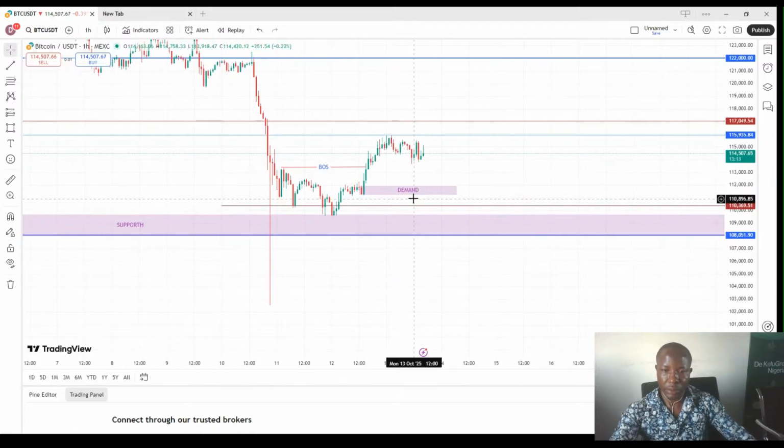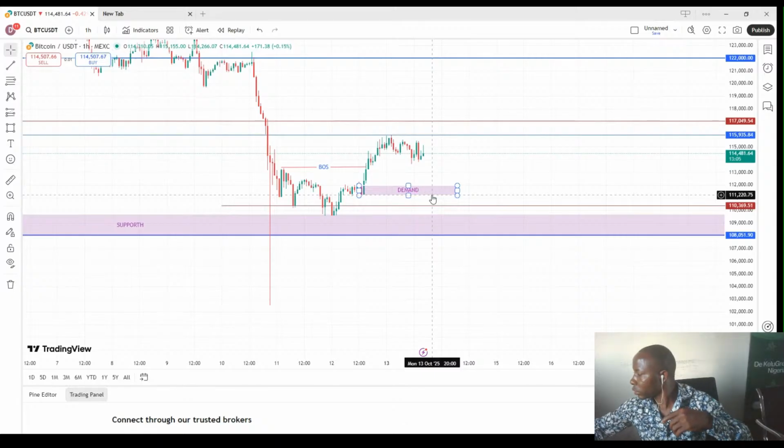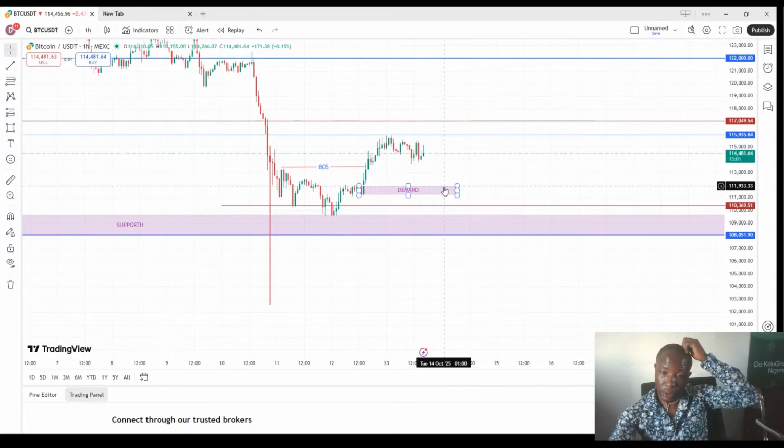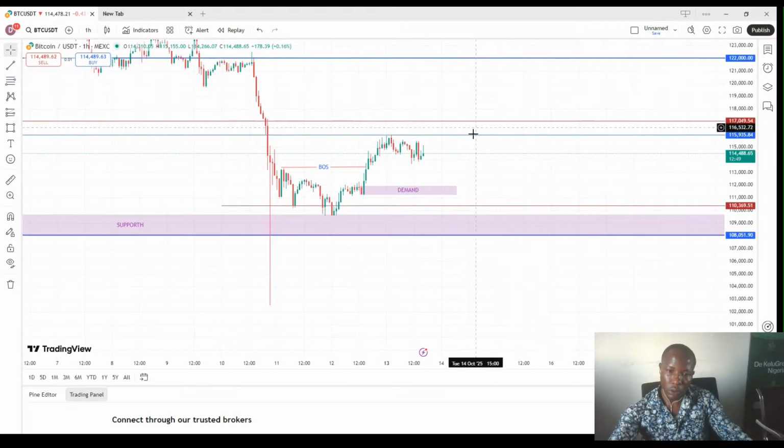So we'll be waiting for the market here, BTC. What are we going to be watching? We're waiting to see a W bottom in this demand zone. If we see a W bottom in this demand zone, then we'll take BTC up from here. But if we don't see any W bottom here, then we'll have to wait for it to drop back into the support zone before we continue the rally.